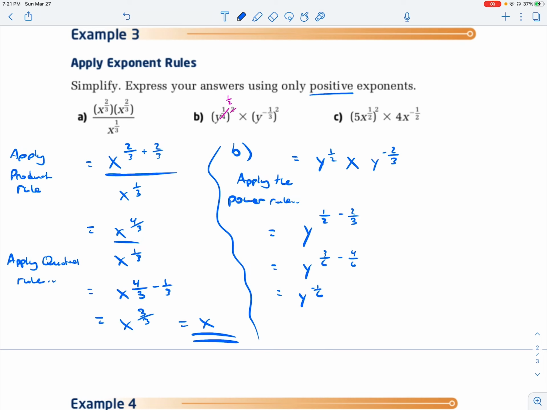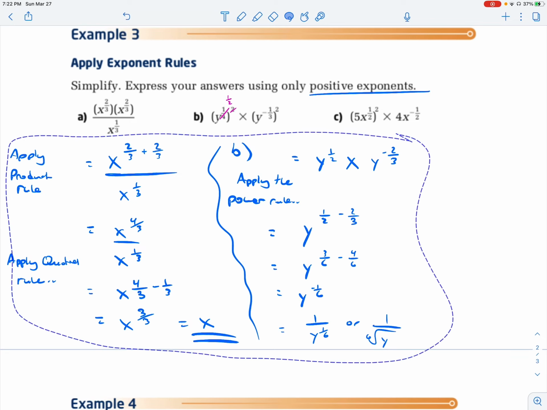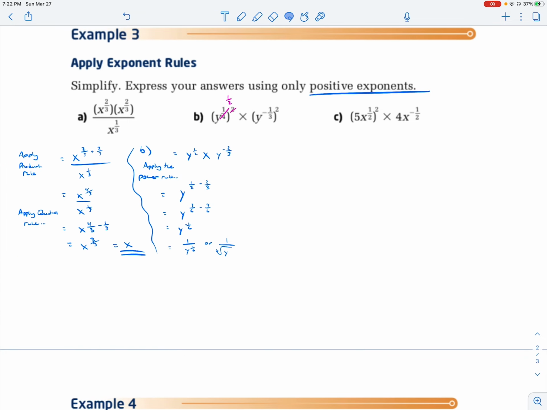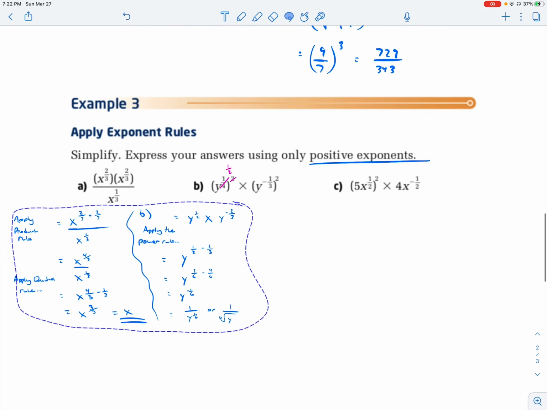The instructions say positive exponents only for final answers. So I can write this as 1 over y to the 1/6. You could also write it this way for your final statement if you want, but I feel like it's okay to just leave it like that. I'm just going to compress these a bit, and we'll move on to this last one.